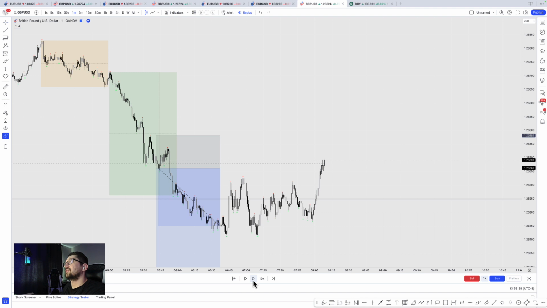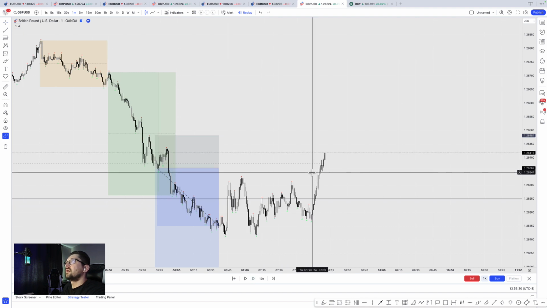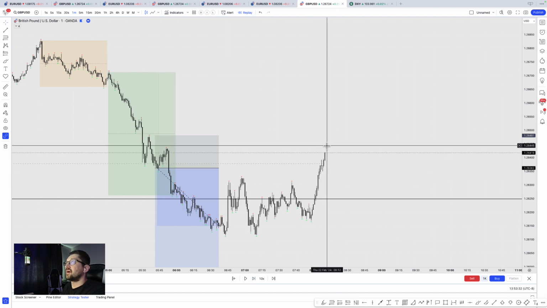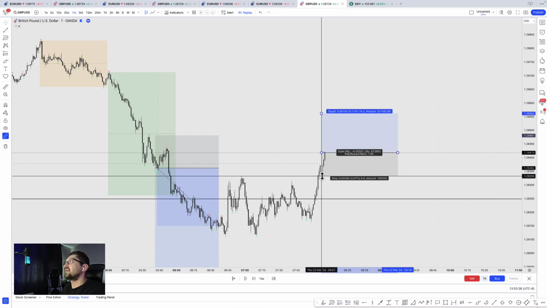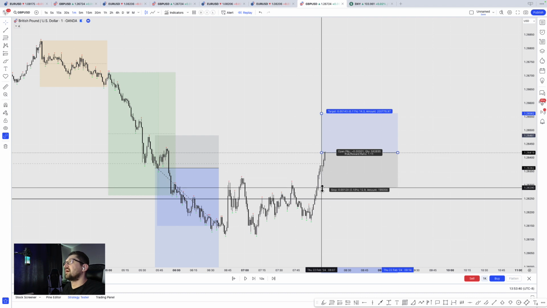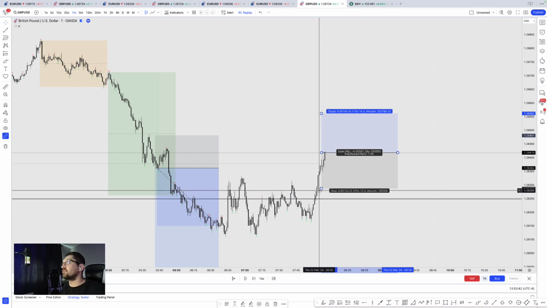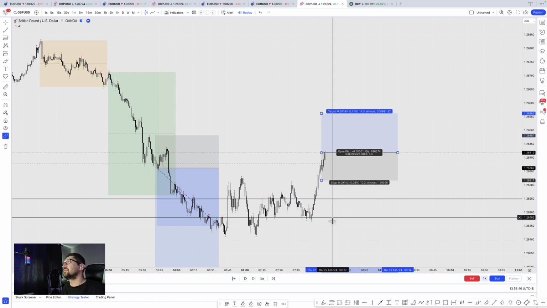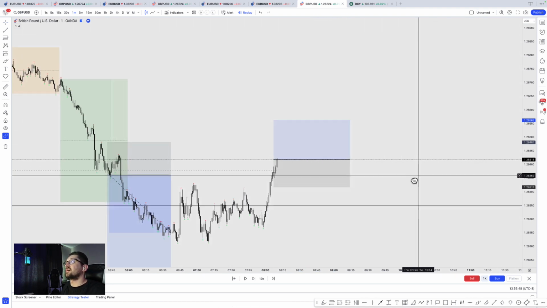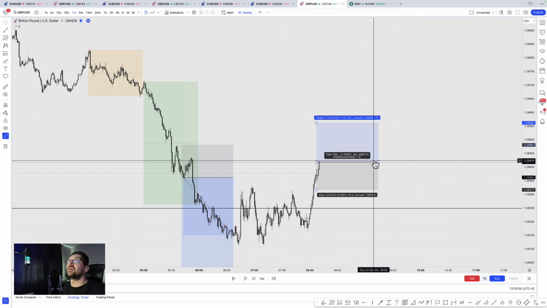So here in this case, price has a slight pullback, continues. In this case, I execute this. If price is coming, by no means should it come lower than this. If it does, I'll basically take the loss and look for another buy if it realigns.